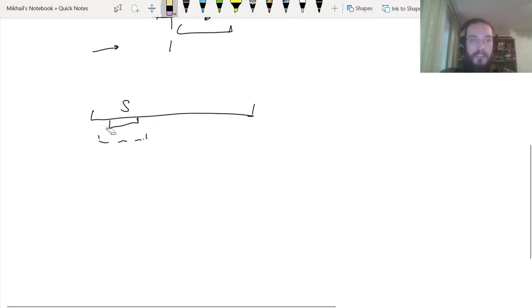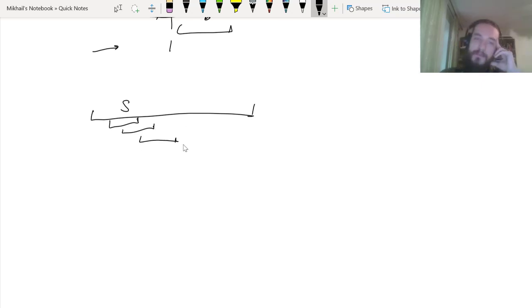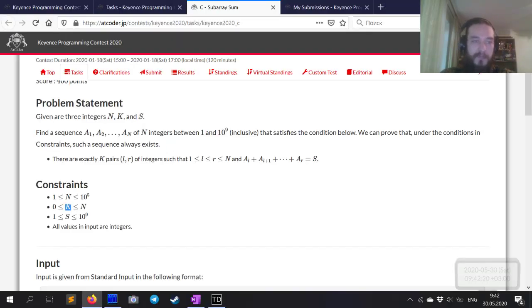so what that means is the ranges kind of always move to the left. Okay. So there can be at most n of them. And we have a constraint of k is at most n. Okay.